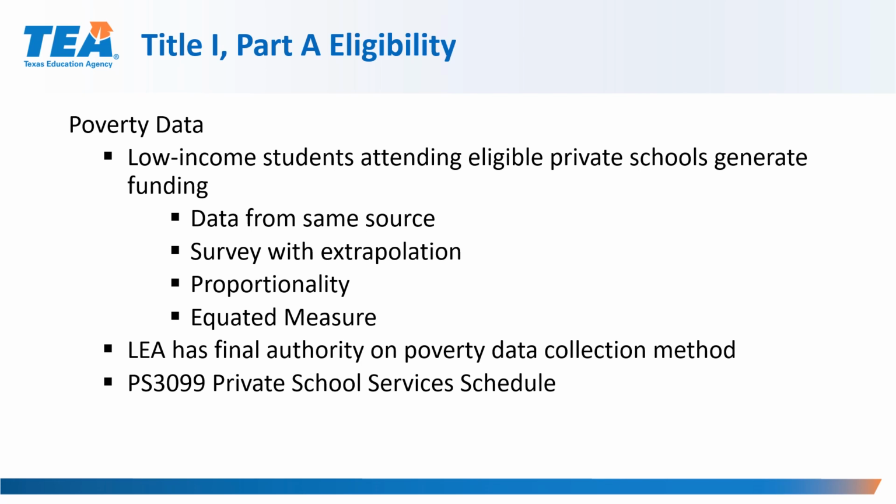Low-income students attending these eligible private schools generate funding either by the data from same source, which is using the same measure of poverty as public schools, such as free and reduced lunch data; the survey with extrapolation, using comparable data from a survey and allowing the results to be extrapolated from a representative sample if completed data are not available; proportionality, applying the same low-income percentage of each LEA attendance area to the number of PNP children residing in the area; or the equated measure, using two data sources for public school students and applying to the private nonprofit population, or using comparable data from another source, such as tuition scholarship applications.